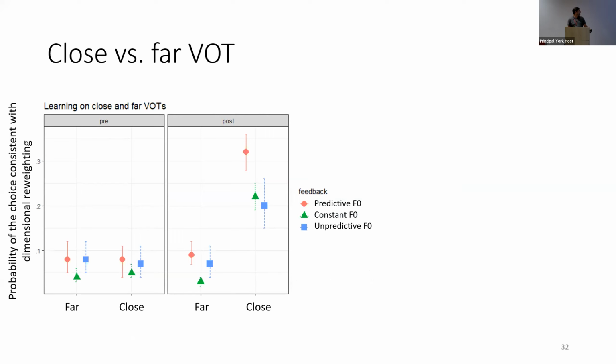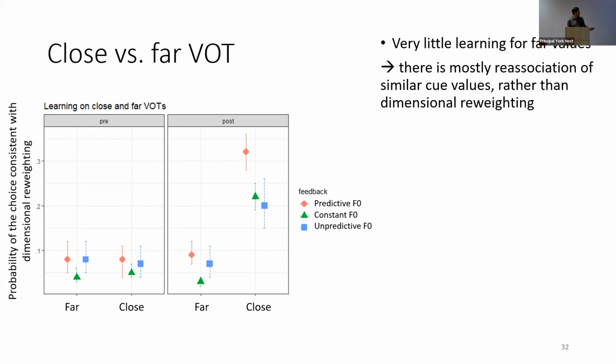So what we got was basically this, right? Here we're looking at the probability of choosing the response that's consistent with dimensional reweighting for far and close values in the three conditions: predictive, constant, and unpredictive F0 here. I'll walk you through this because it's kind of complicated. But basically, we see very little learning from pre-test to post-test for the far values, right? You see that these are basically the same, right? So we're not seeing a lot of dimensional reweighting based on a single Q, right?